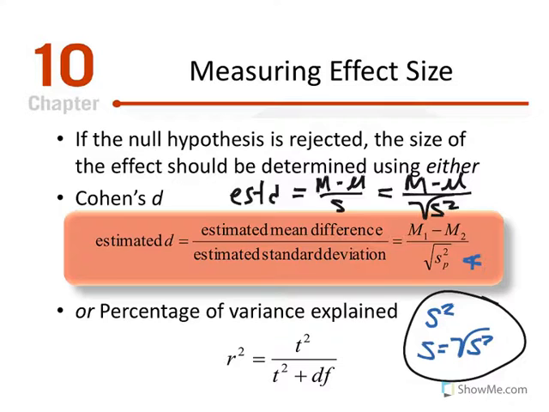So our equation has not changed from the previous chapter. We're going to take our t statistic and square it, and then for our denominator, we'll take our t statistic squared, added to degrees of freedom. And the degrees of freedom is for the combination of both samples.